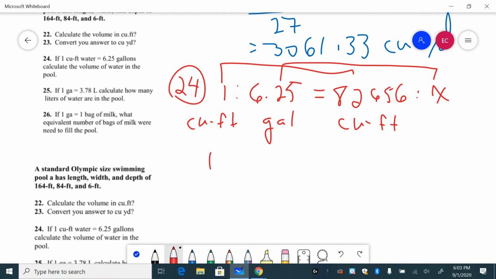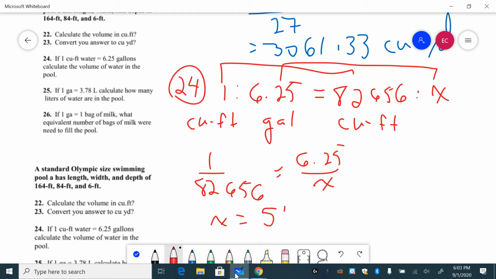So I'll have 1 over 82,656 equals 6.25 over x. So you're just going to multiply those two together. 82,656 times 6.25 equals 516,600 is what I got. So that's gallons. All right, so now we're ready to do the next question, 25.